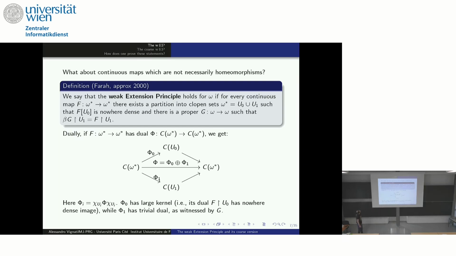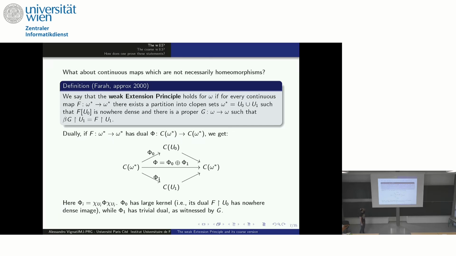Such that the image of U0 is small, it's tiny, and on U1 I'm trivial, okay? So once you dualize that, it just means that your dual map, big phi, can be written as a direct sum of two things, such that one is trivial, and the other has large kernel. Large can be made precise here, but it really means that the dual of phi 0, which is f restricted to U0, has nowhere dense range. So the image is very small, or the kernel of phi 0 is big, and phi 1 is trivial. So this is the weak extension principle in the case of omega.